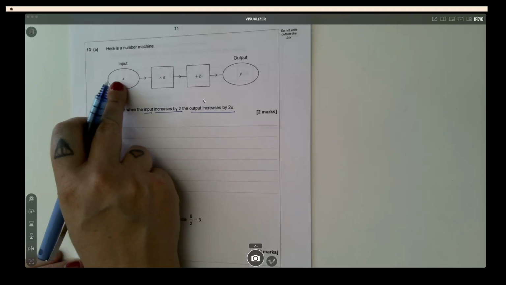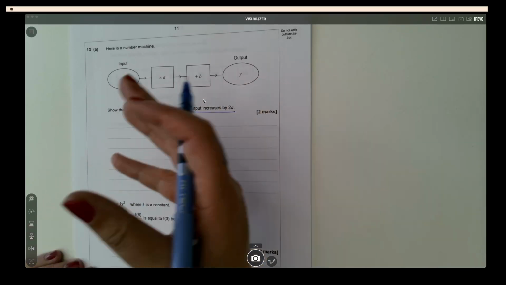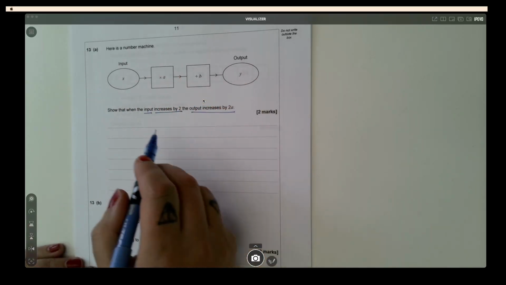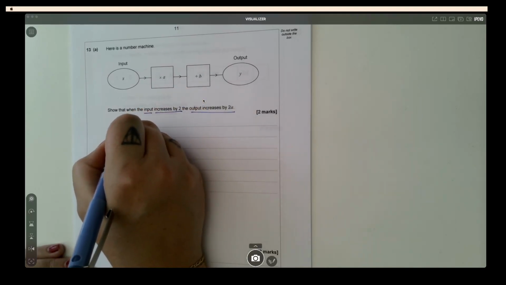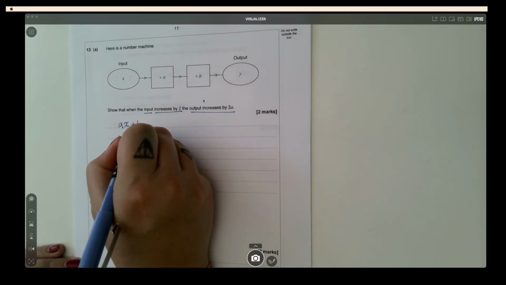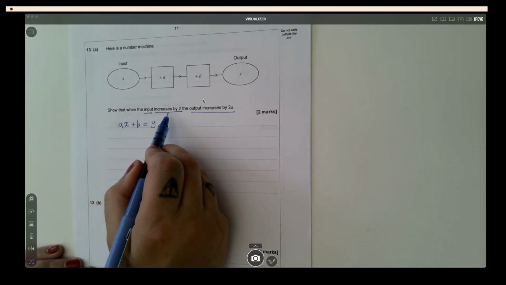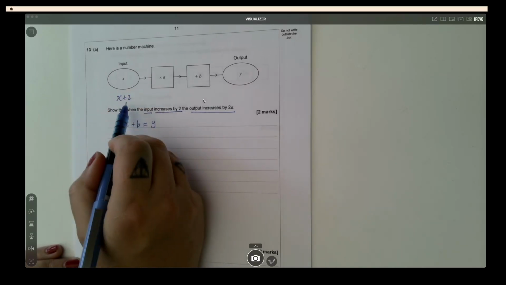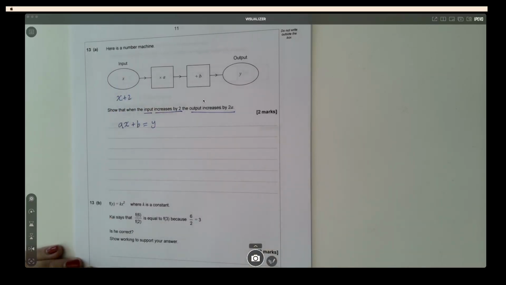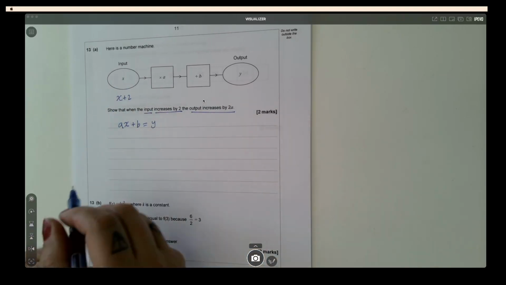So let's work through this function machine now, this number machine, and see what expression we get. So we're starting with x. We're multiplying by a, and then we're adding b, which gives us y. Now, if the input increases by 2, we can do that as x plus 2 because that's 2 more than x. So let's go through this machine again, but now with our input as x plus 2.